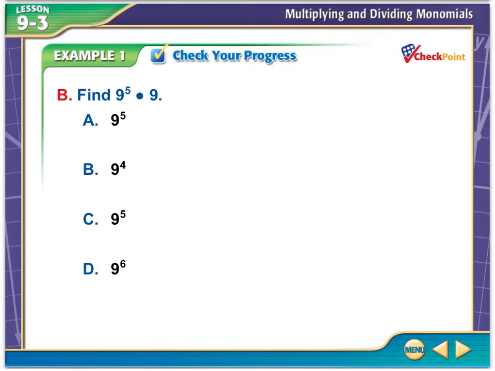Find 9 to the 5th power times 9. You should find that the answer is 9 to the 6th power. If not, go ahead and look back at example 1, part B.